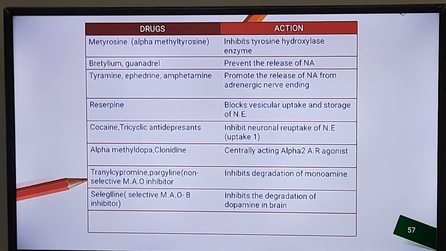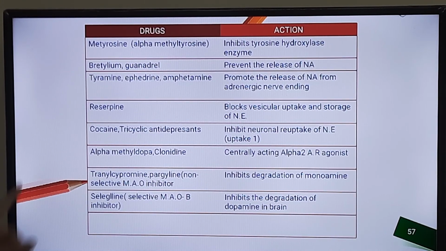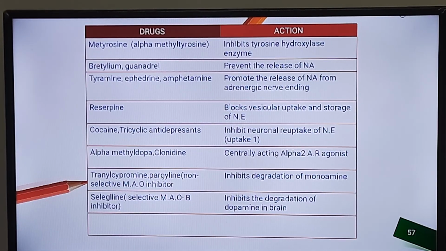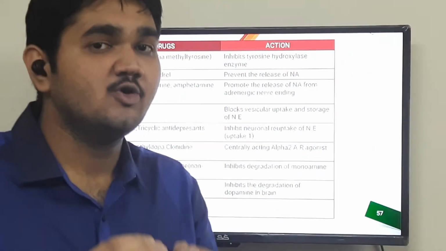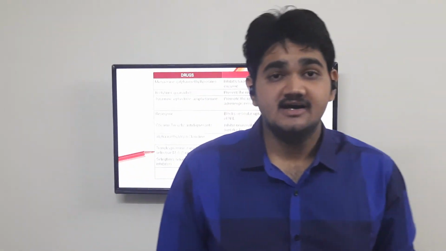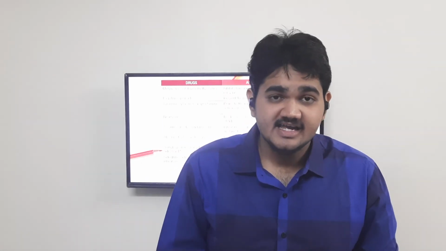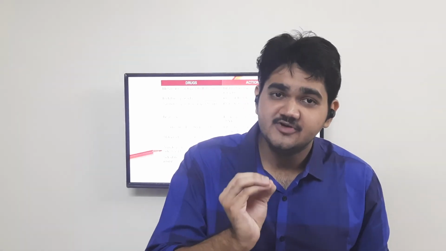Now, which drugs are these? We mainly have alpha methyl dopa and we have clonidine. Now here, in one of the video lectures we discussed the mechanism of action of alpha methyl dopa. This alpha methyl dopa is getting converted into alpha methyl norepinephrine, and this alpha methyl norepinephrine is having potent action on our alpha 2 adrenergic receptor.